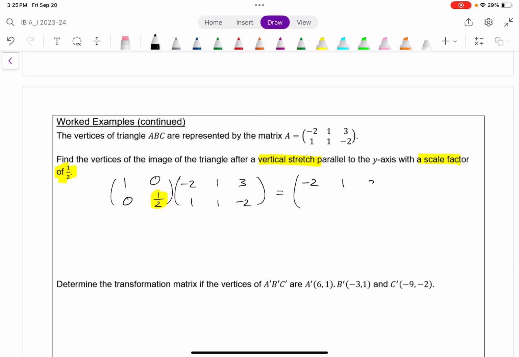And one thing to notice, especially if we use our GDC or did this all by hand, is that in the end, because I just had a vertical stretch, none of my x values actually changed. And all that happened to my y values is they were all multiplied by 1/2, all cut in half, which makes sense. So to be honest, once you really understand what this transformation looks like, you may not actually need to do any matrix multiplication to figure out where those points are.